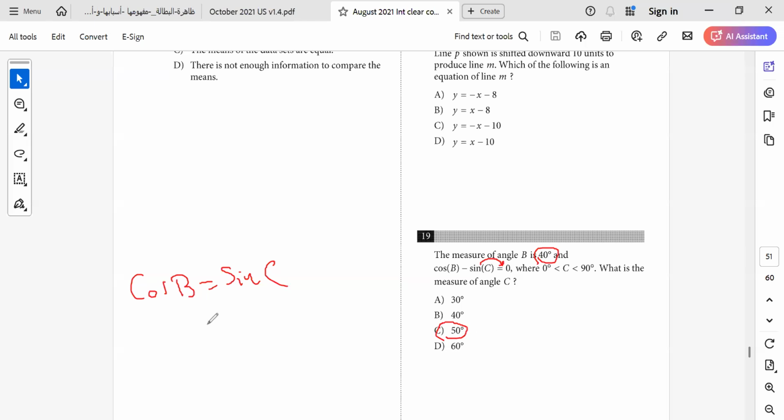Again guys, if I bring the sine to the other side, now I have cosine B equals sine C. So what do you know now about them? Sine equals cosine, so their sum is 90. B and C, the sum is 90. One of them is 40, the second is 50. So the sum should be 90.